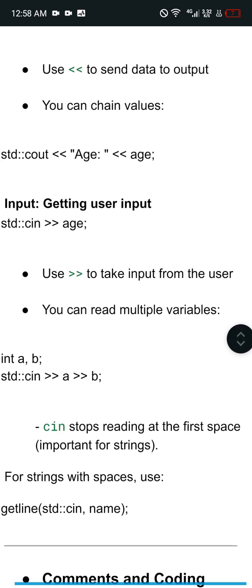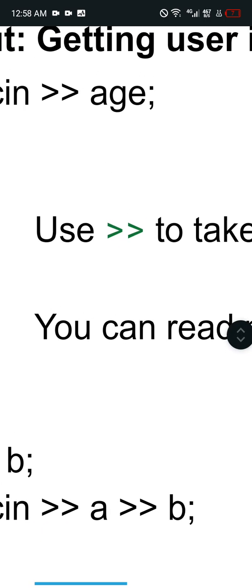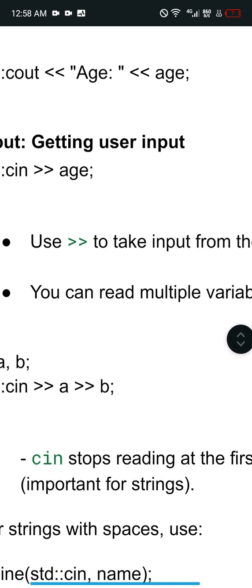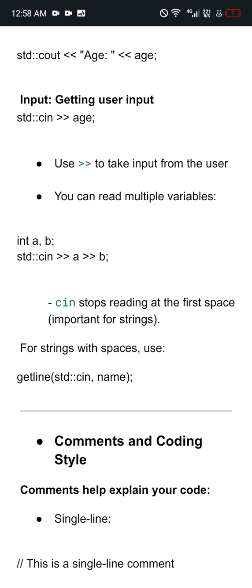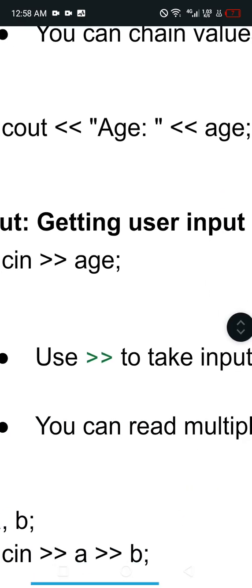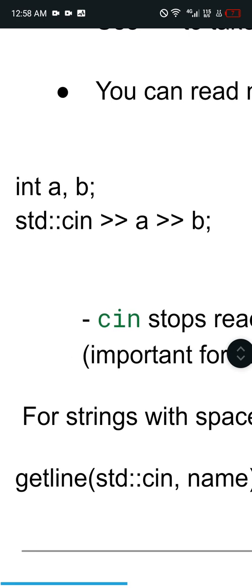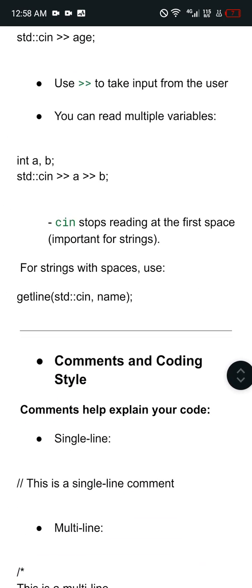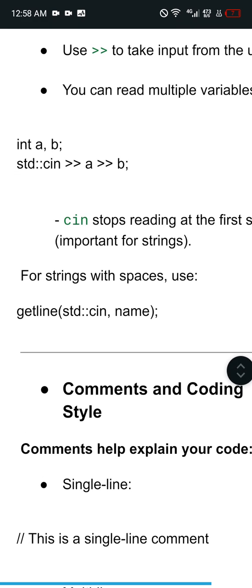And for input, we need to use the opposite symbol to take input from the user. You can also read multiple variables, just like how we can output multiple. And this is the example. Cin stops reading at the first space, which is a very important detail.